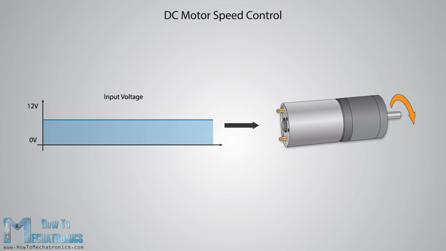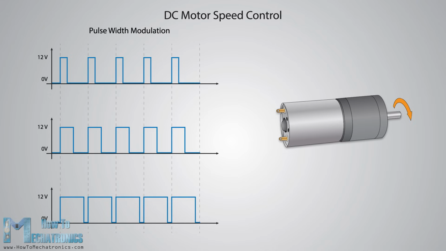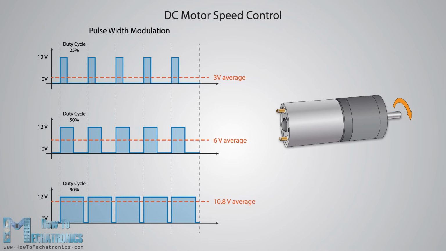We can control the speed of a DC motor by simply controlling the input voltage to the motor, and the most common method of doing that is by using a PWM signal. PWM, or pulse width modulation, is a technique which allows us to adjust the average value of the voltage that's going to the electric device by turning on and off the power at a fast rate. The average voltage depends on the duty cycle, or the amount of time the signal is on versus the amount of time the signal is off in a single period of time.